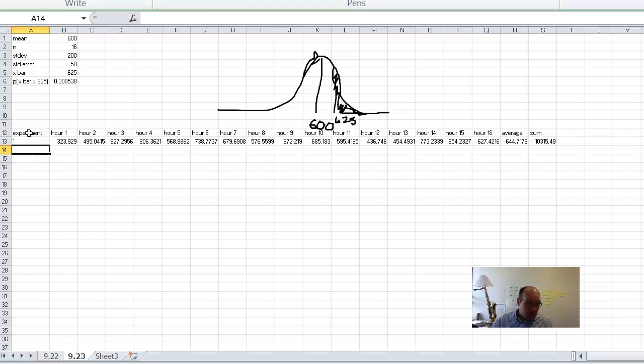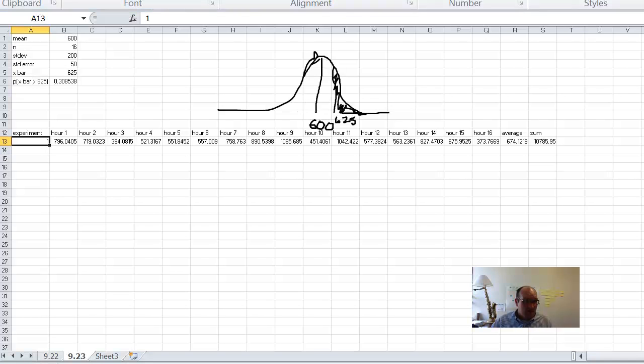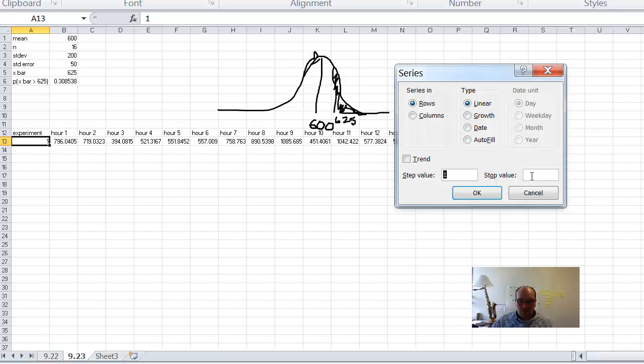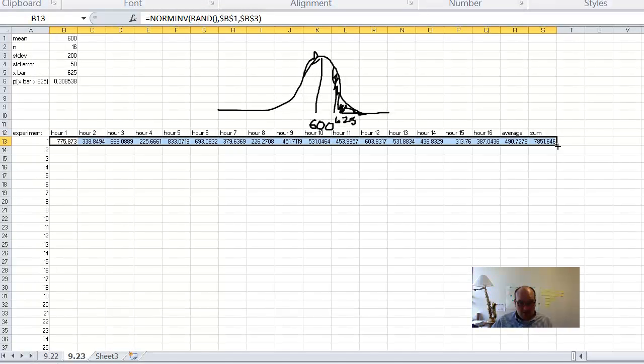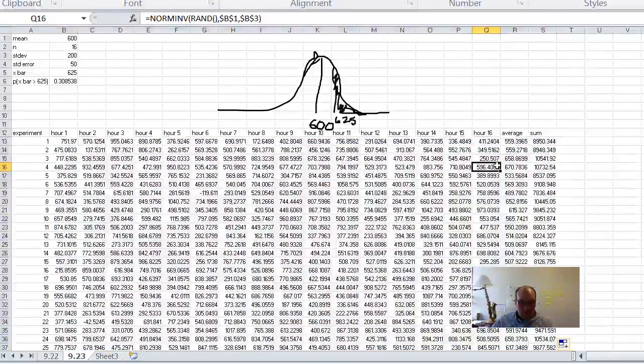Experiment 1. Let's see if I can make this go a little faster. Go down to maybe 10,000, and paste this guy down. All right, so here's 10,000 experiments.